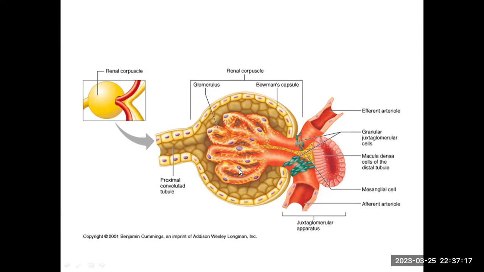Then outside the endothelial cells, we have the glomerular basement membrane. Then outside the glomerular basement membrane, we have the epithelial layer, which is made of the podocytes, as we mentioned. So these are the three layers of the glomerular filtration membrane. These three layers provide an important barrier for substances to pass into the urine, into the filtrate. Not any substance in the blood can pass into the filtrate.